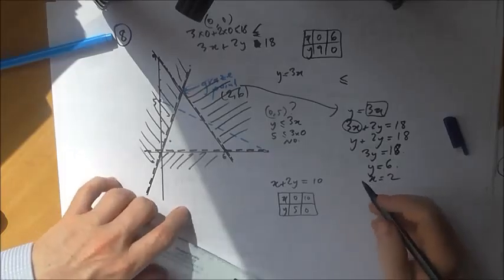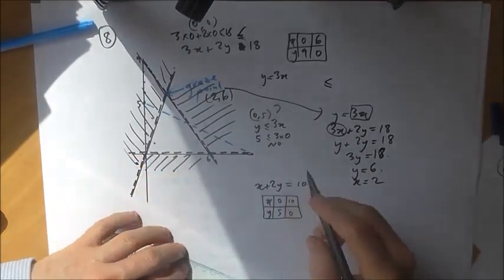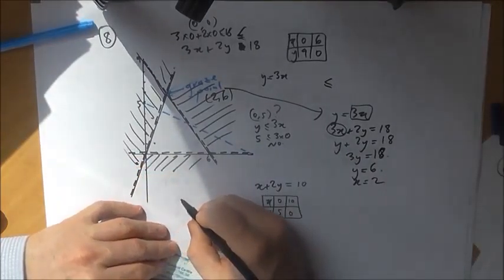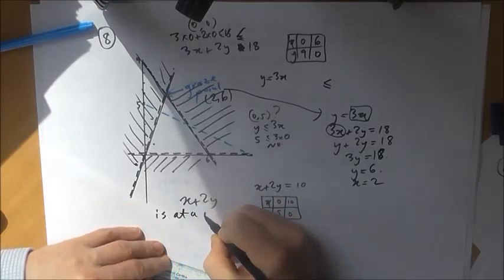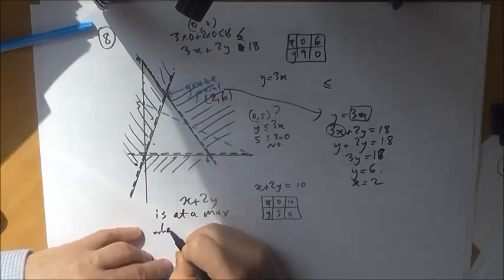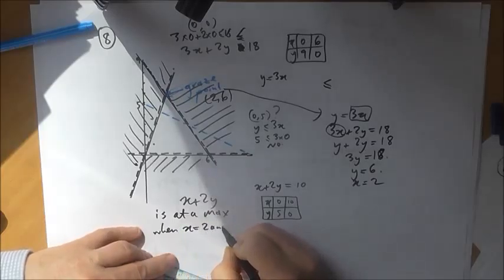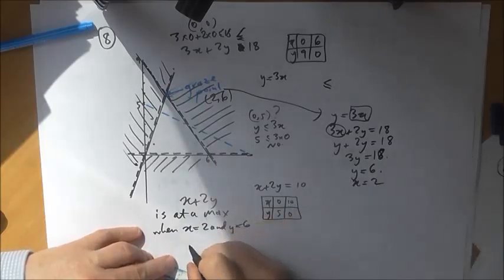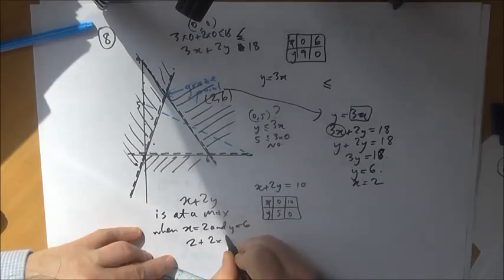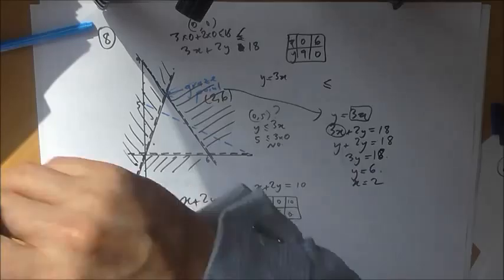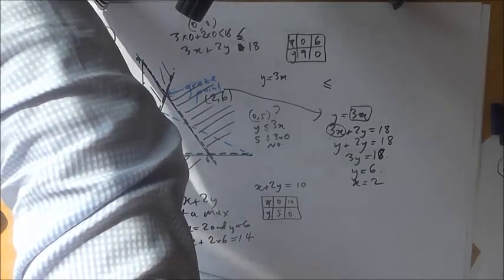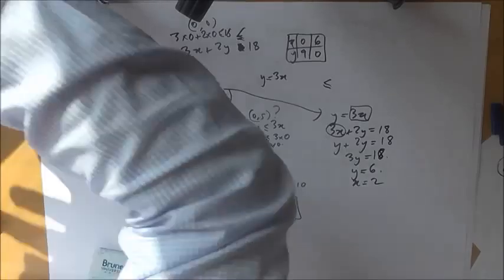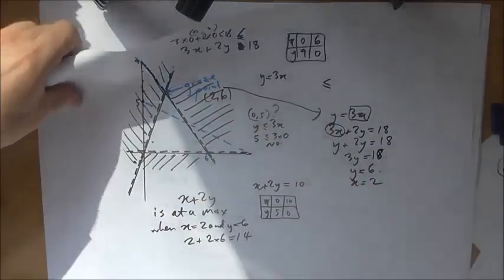So now just substitute that into the thing you have to maximize. What did I have to maximize? It was x plus 2y, which is at a max when x equals 2 and y equals 6. In other words, just the coordinates of the Gray's point. So the answer to that is 14, I hope. Yeah, that's the answer to that. So that's question number 8.